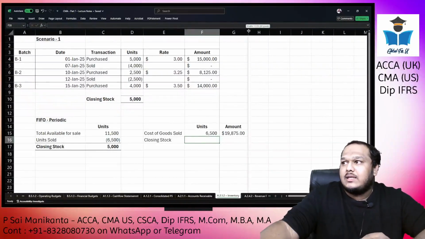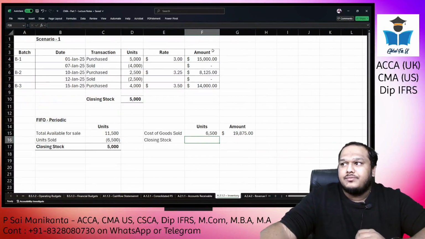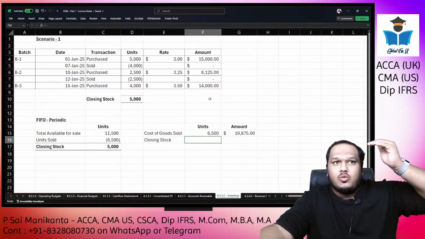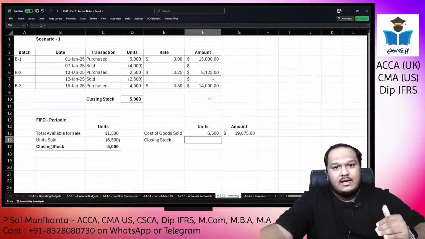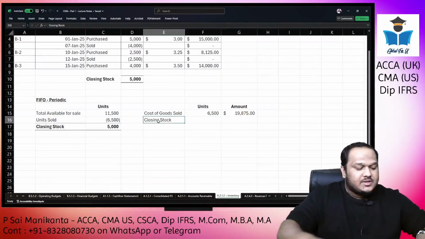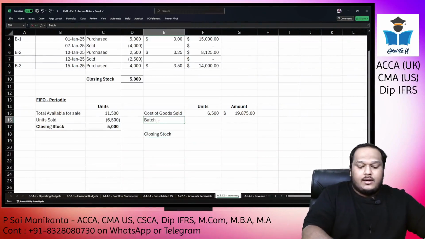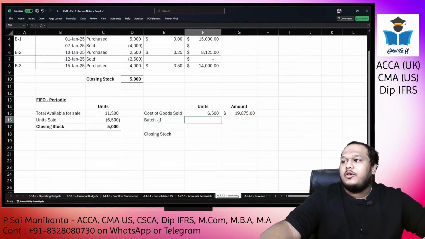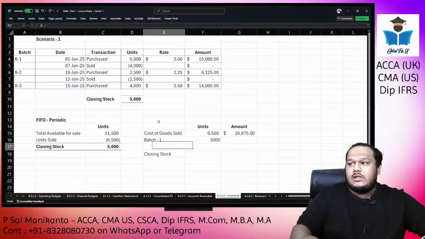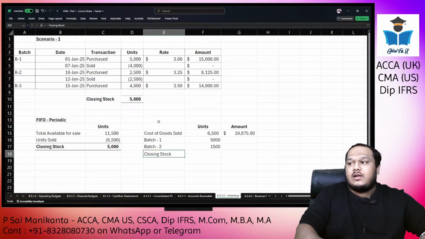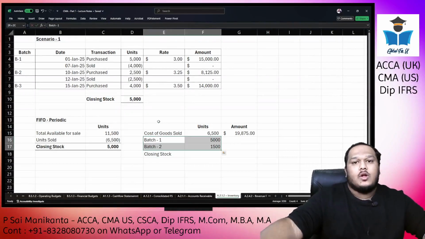Does that make sense, or is it confusing? It might be slightly confusing. First in, first out. So batch by batch we have to calculate the cost. In case somebody is confused, let me do it here. So batch 1, how many units are there? 5,000 units. And from batch 2, the remaining 1,500 units are taken. Okay.